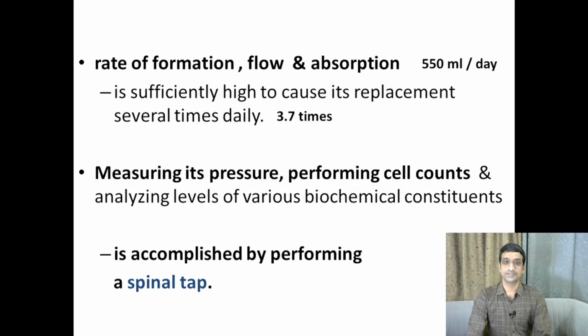To introduce its rate of formation, flow and absorption, around 550 ml per day is produced, flows through various chambers and is absorbed. That means it is roughly 3 to 4 times the original volume. That means we are replacing it three times at least. The 150 ml is replaced 3 times at least with fresh fluid.